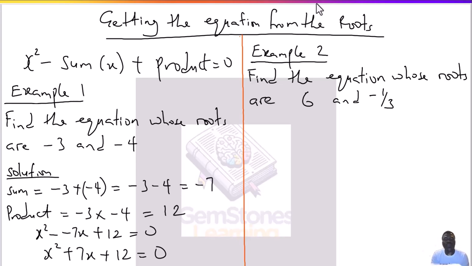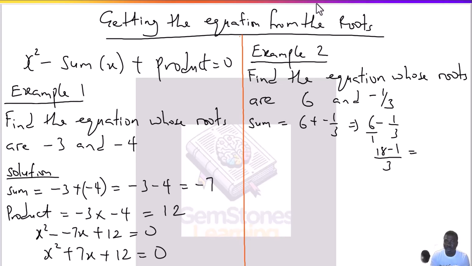For example 2, find the equation whose roots are 6 and negative 1 over 3. First of all, find the sum. The sum will be what? 6 plus minus 1 over 3. Plus and minus coming together is negative. That will be 6 minus 1 over 3. So find the LCM. The LCM here is 3. This is going to give me 18 minus 1, and that is equal to 17 over 3 as my sum. So what is my product? My product is what? 6 times negative 1 over 3. And that will be what? Negative 2.